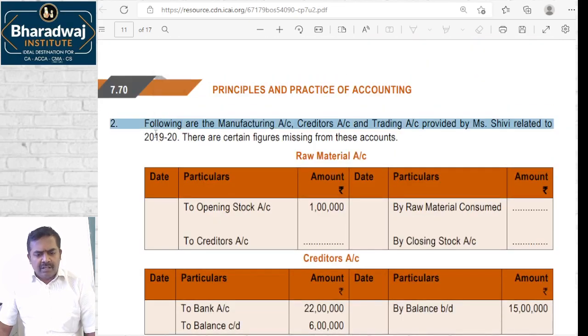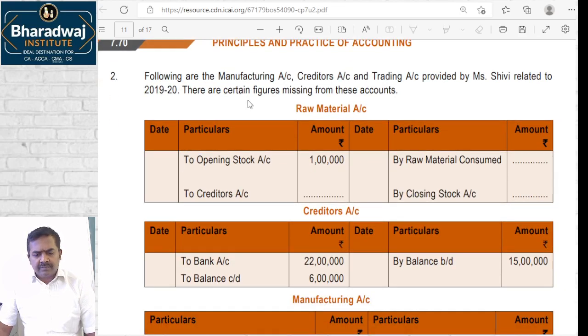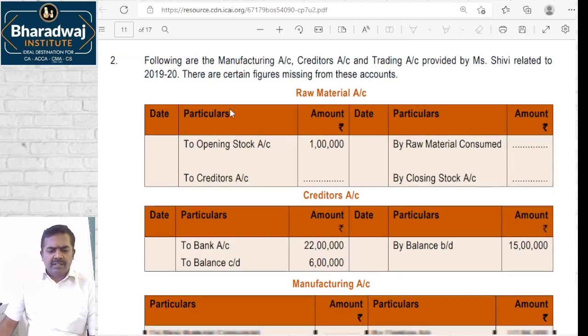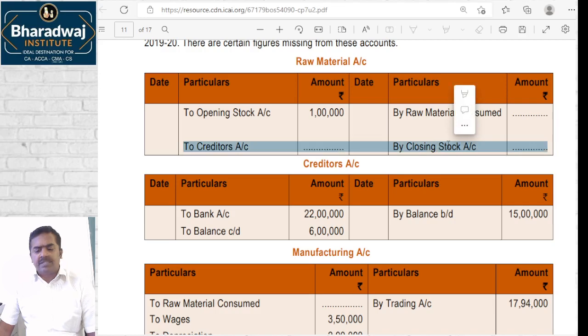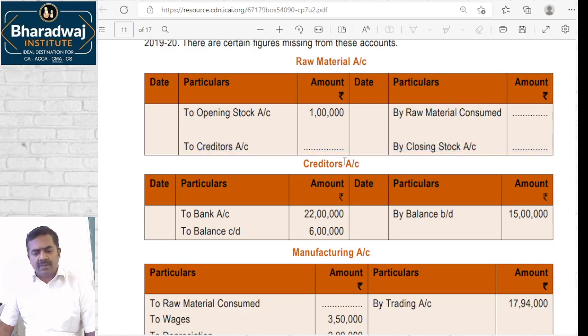From the following, prepare the manufacturing account, creditors account, and trading account provided by TV for the year ended 1920. Certain missing figures are given. It is given like single entry, an incomplete record. Okay, so raw material is given. Look at the raw material account, what is given. Opening stock is given. What is missing? Purchases, how much was purchased is missing. Raw material consumed is missing. Closing stock is missing, that we have to work out.